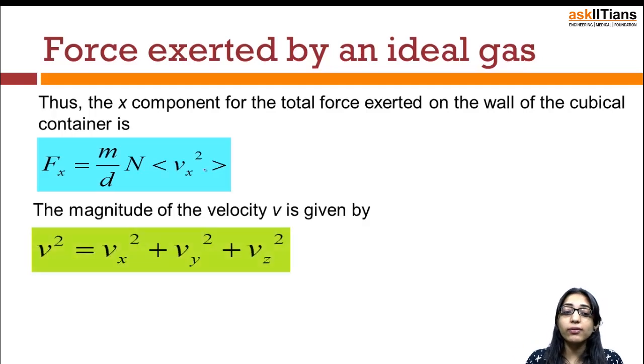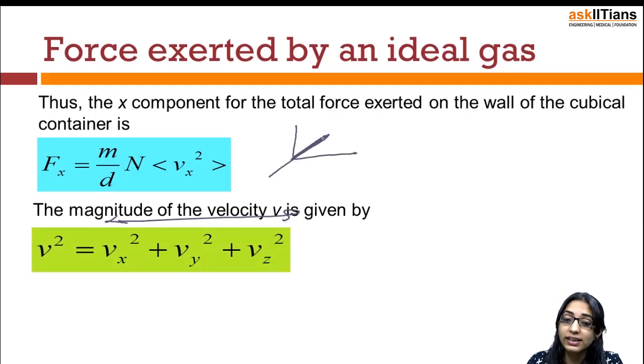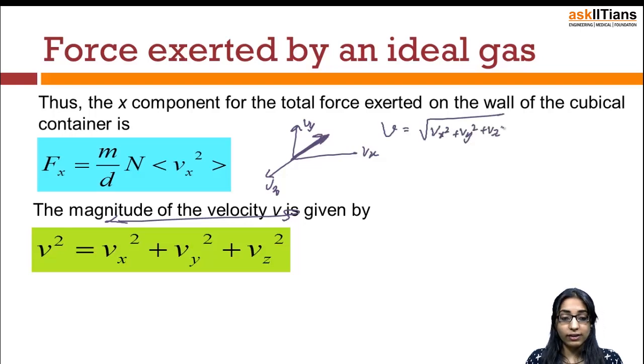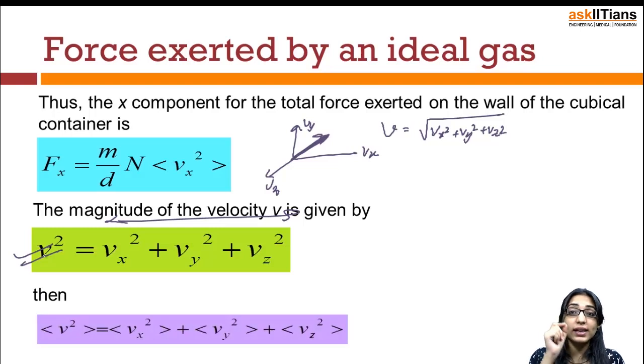Now, we know the velocity v is actually there in all three directions. So the magnitude of velocity we calculate as the square root of Vx square plus Vy square plus Vz square. If you take the square on both sides, you get V square equals Vx square plus Vy square plus Vz square. So I can very easily correlate that if I take the average of the square velocity, it will be equal to the average of Vx square plus the average of Vy square plus the average of Vz square, which has been shown in the above equation.